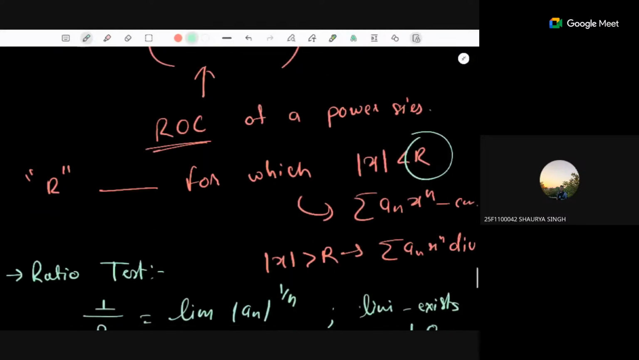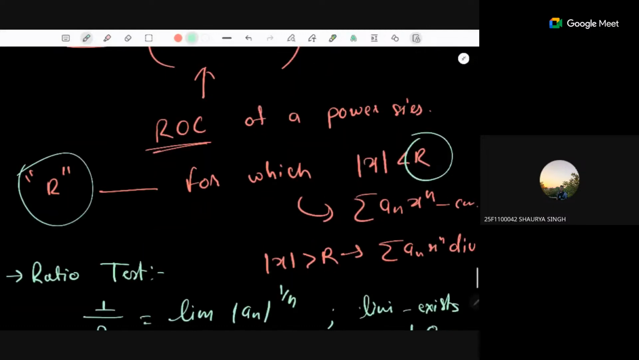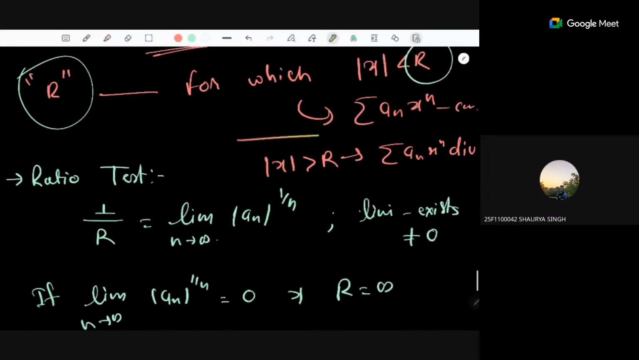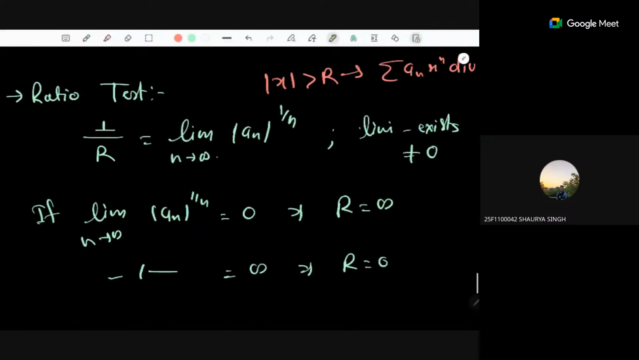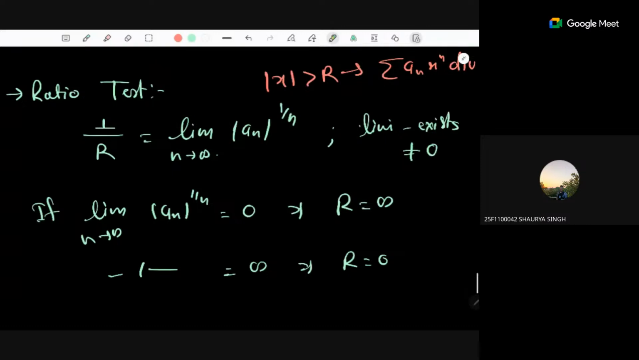So this radius of convergence is a number r for which, if you take any value of x whose modulus is strictly less than r, the power series converges, and if you take any value of x for which the modulus of x is strictly greater than r, the power series diverges. And we have a ratio test to find it. Okay, now after that, what happens?